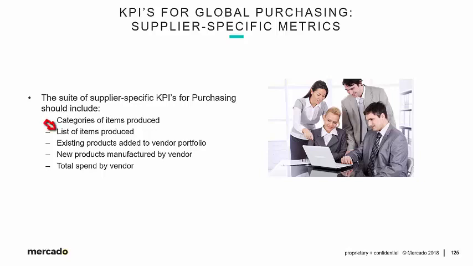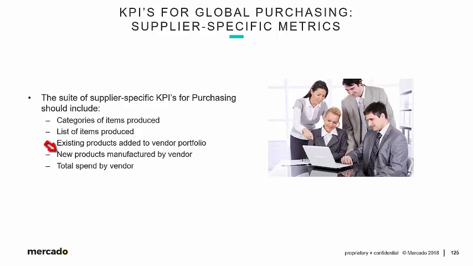A list of items produced, that's not necessarily a KPI, but a good tool to have, because as our vendor base expands or contracts, we need to know who's making what and be able to tie other KPIs, item-specific KPIs, into that original list. Another KPI during a given period, existing products added to vendor portfolio. That just means existing products that we import, but that are being bought from other existing vendors. We're changing the concentration of our purchases amongst vendors. We have to measure that too, to know who's making what and in what quantities.